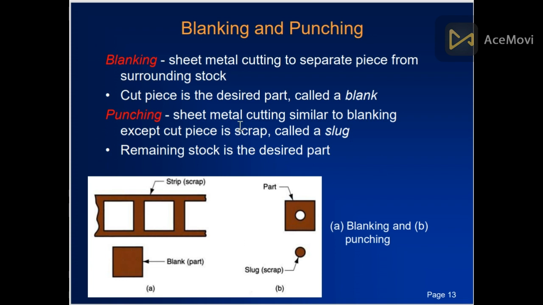Punching is sheet metal cutting similar to blanking, except the cut piece is scrap, called a slug. The remaining stock is the desired part. This is similar, both are pressed and punched, but in this one the second part is the desired part, and in the blanking case the first part is the desired part.